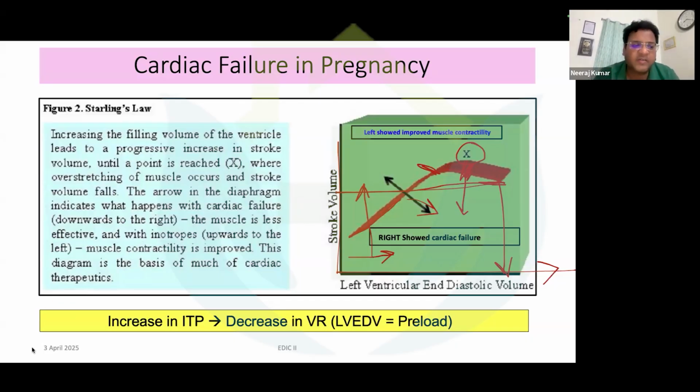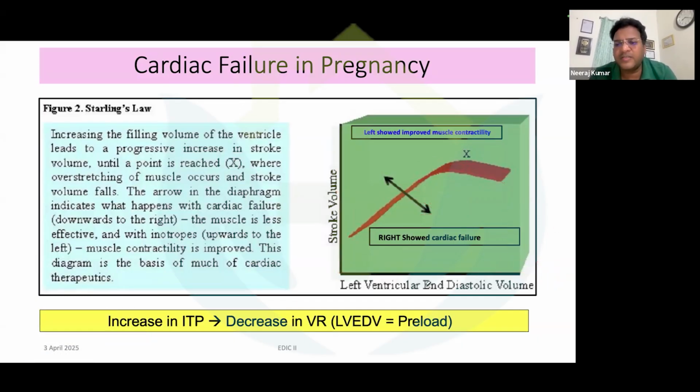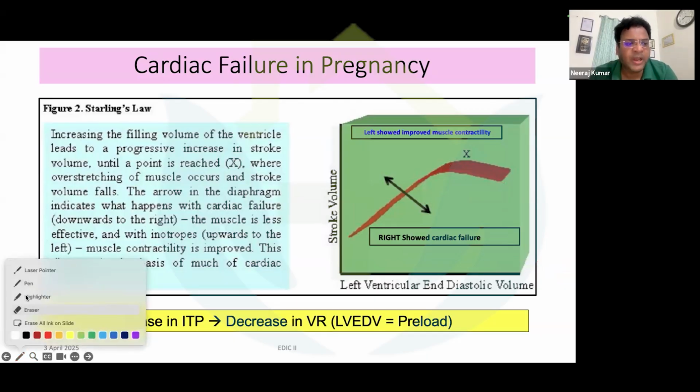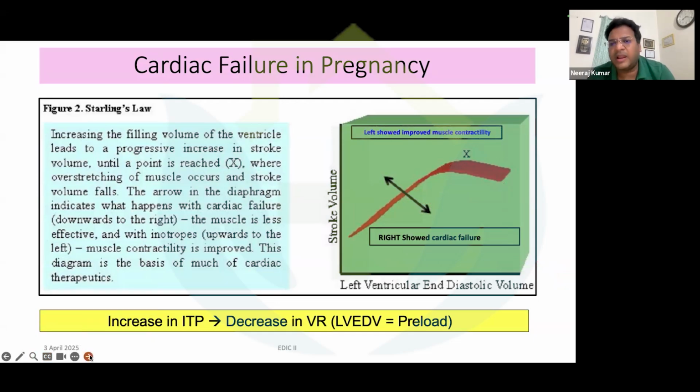Okay, so it's a very basic concept for your understanding, of how you are going to understand this end-diastolic volume as well as stroke volume graph. And based on that, you can plan accordingly. So at this point of time, definitely inotropes could be one of the choices. You can add inotropes here, and it will lead to improvement in the cardiac failure.